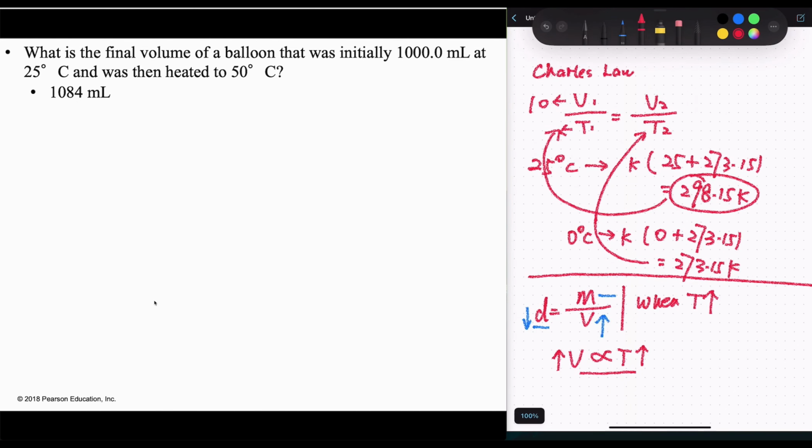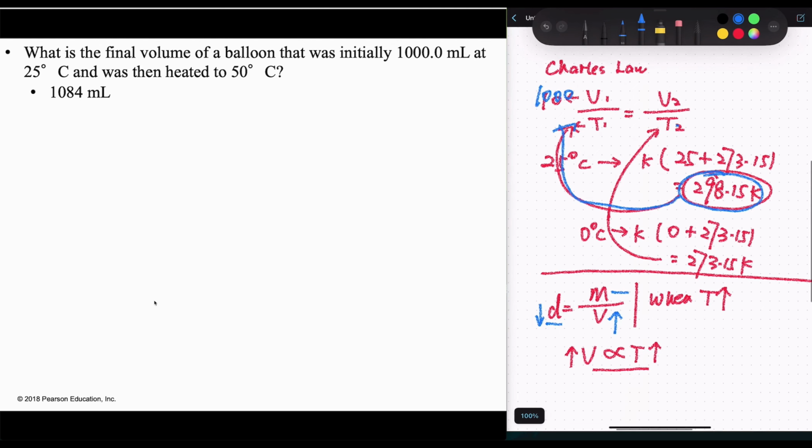It is asking you the same thing about Charles's law. In this question, the initial volume is given, and the initial temperature is 25 degrees, so T1 is 298.15 K. So we know V1 and T1.